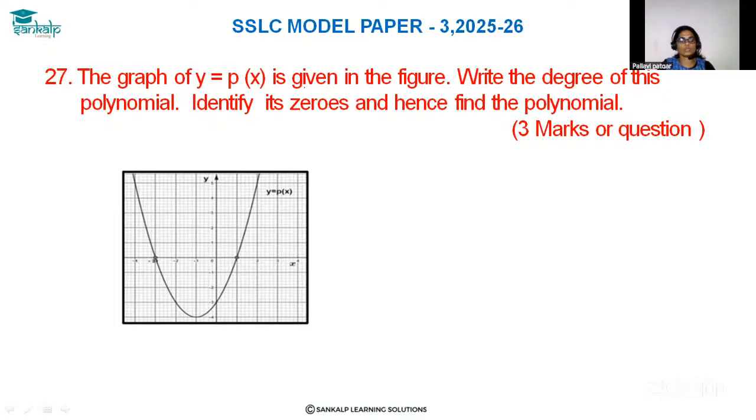Hello everyone. Look at question number 27. The graph of y is equal to p of x is given in the figure. Write the degree of this polynomial. Identify its zeros and hence find the polynomial. So here the degree of the polynomial is 2. Okay. So here we identify its zeros.